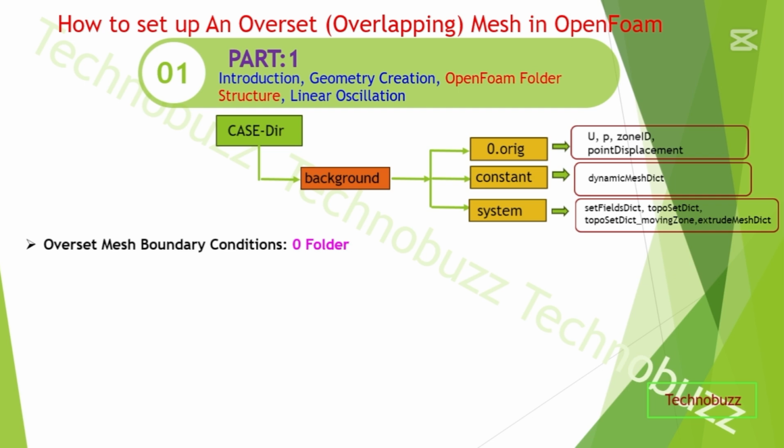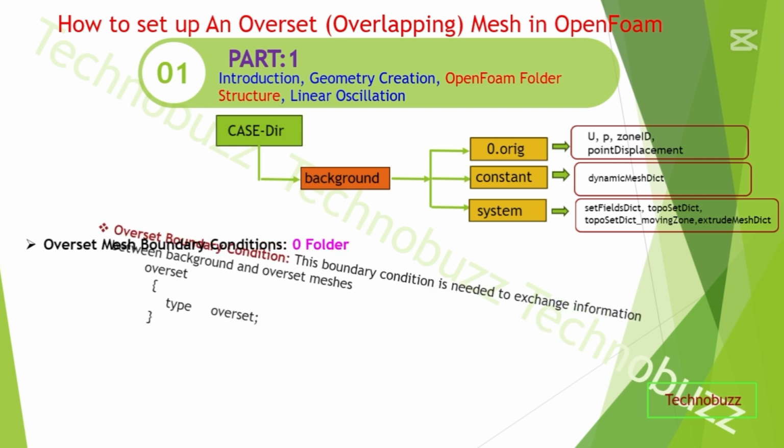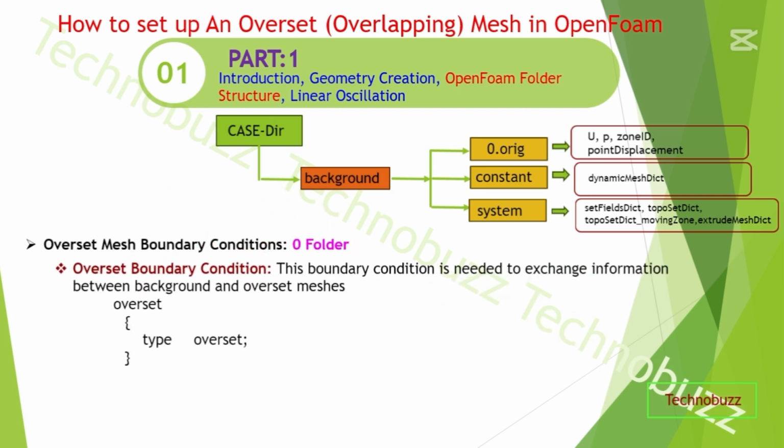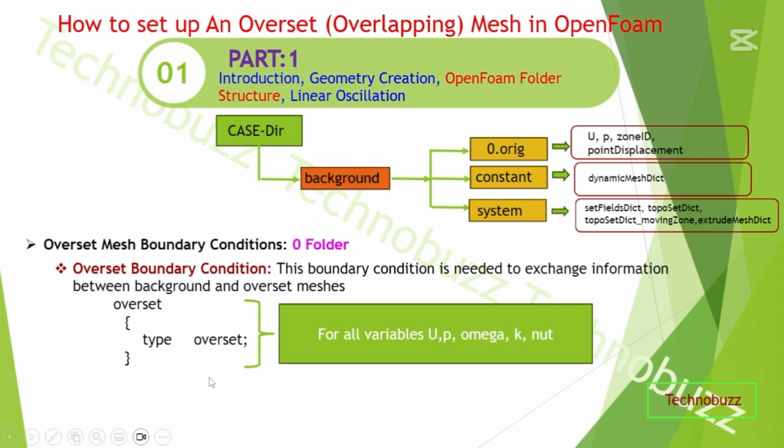Overset mesh boundary condition in 0 folder. This boundary condition is needed to exchange information between background and the overset meshes. The syntax looks something like this. This overset boundary condition is to be added in all the boundary condition files related to variables velocity, pressure, turbulence variables, if any.